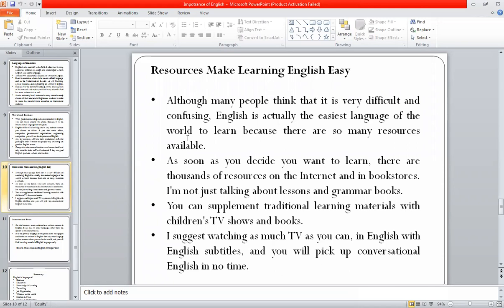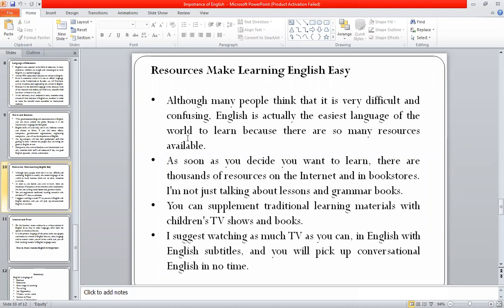So the condition is that as soon as you decide you want to learn, there are thousands of resources on the internet and in the bookstores. So I'm not just talking about lessons and grammar books. You will find lessons and grammar books at each and every store in the market. Okay, so that's the most important part.